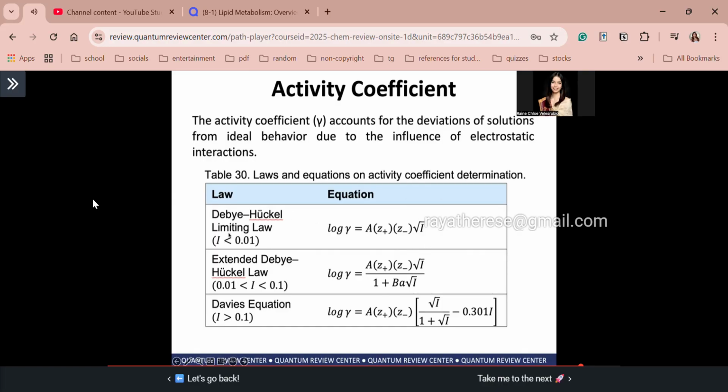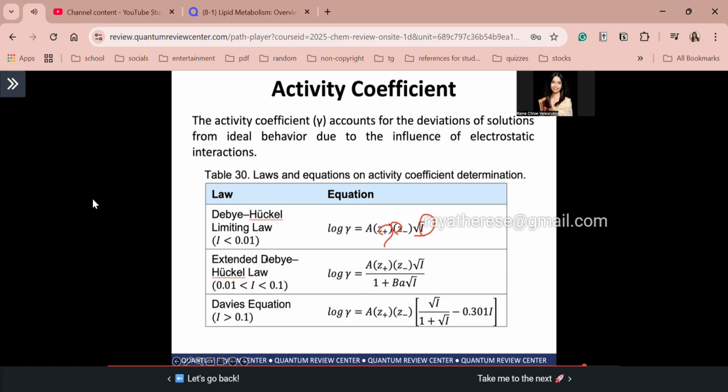This tells you how much the activity coefficient drops in very dilute ionic solutions. Again, it depends on the charge of the ions, the Z plus and Z minus, and the ionic strength, which describes how many ions there are in the solution. What does this mean? Even in very dilute solutions, ions still affect each other, and this equation will tell you by how much they affect each other.